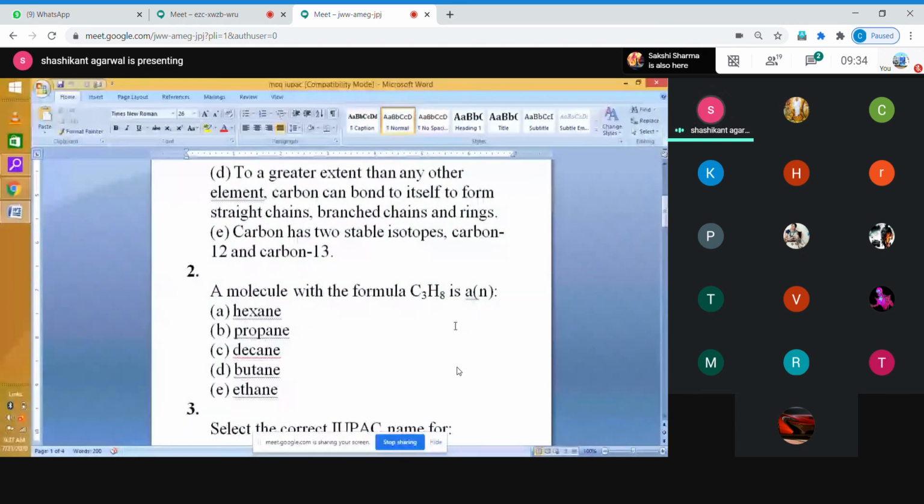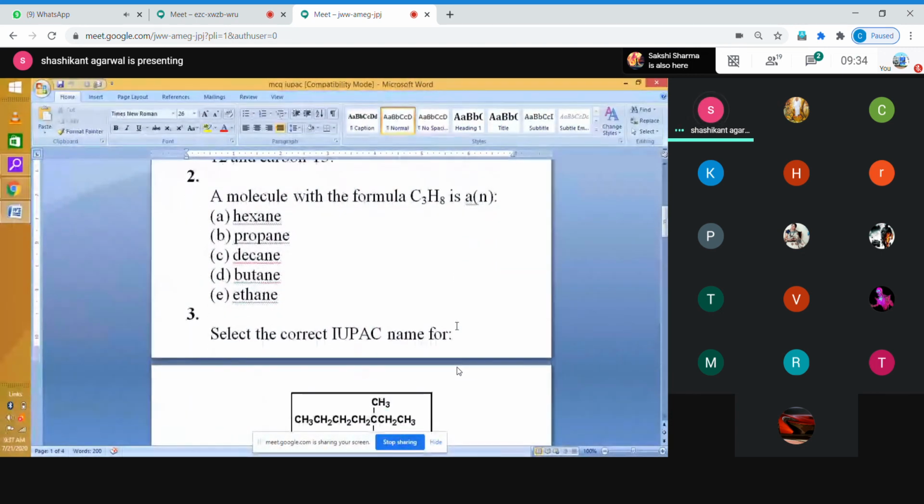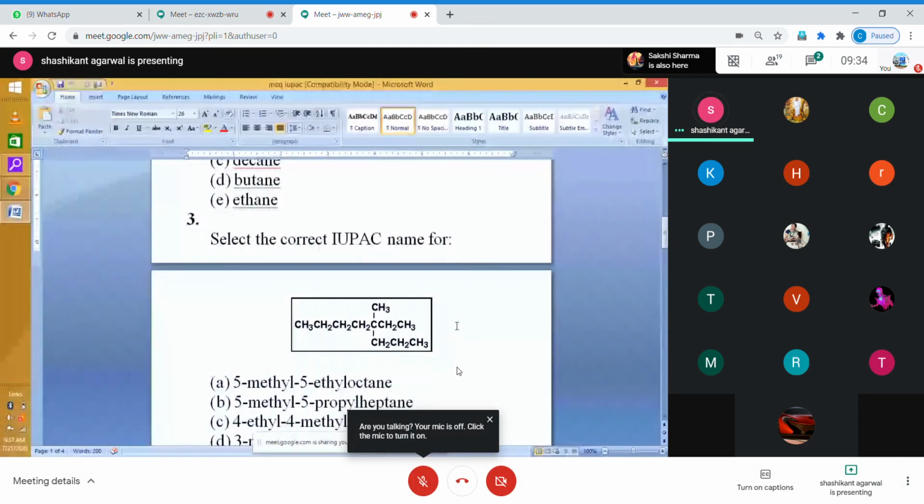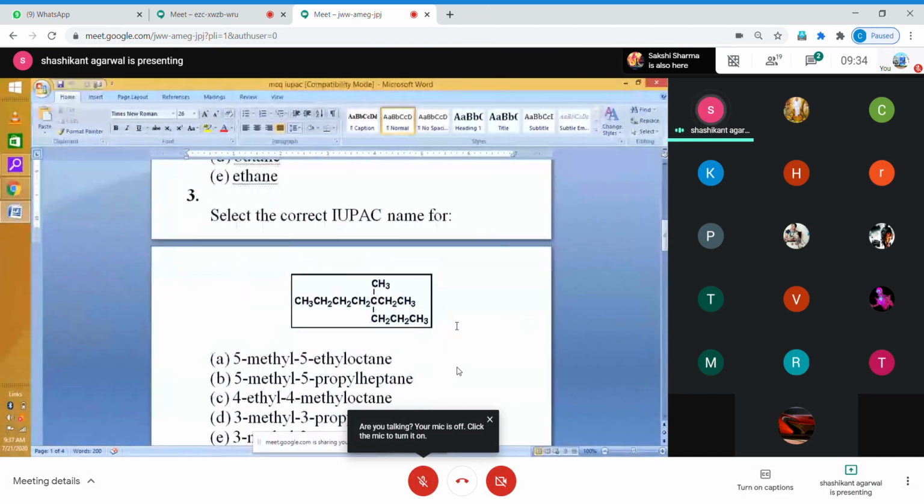Now, this one, select the correct IUPAC name for this particular compound. I would request all of you, instead of seeing it from the screen, just draw the structure quickly in your notebooks, and don't be in a haste to give me the answer. Just take your time and then respond. Quickly draw the structures.